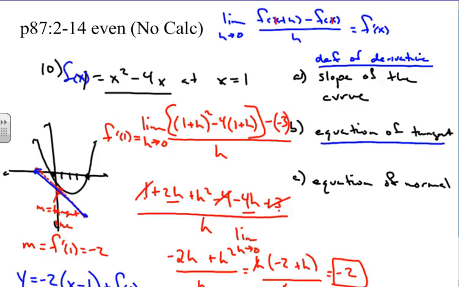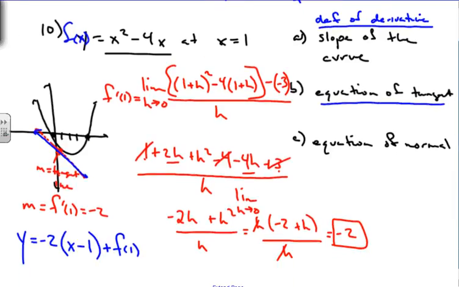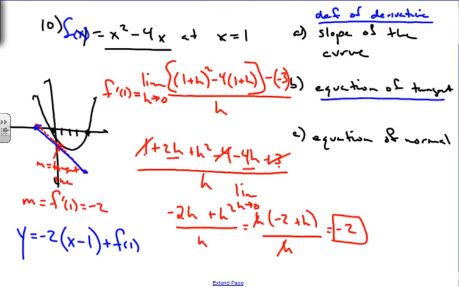For that, we're going to plug a 1 in there. And f of 1, as we already did, equals negative 3. So our final answer is y equals negative 2 times x minus 1, minus 3. And that is the equation for our tangent line.